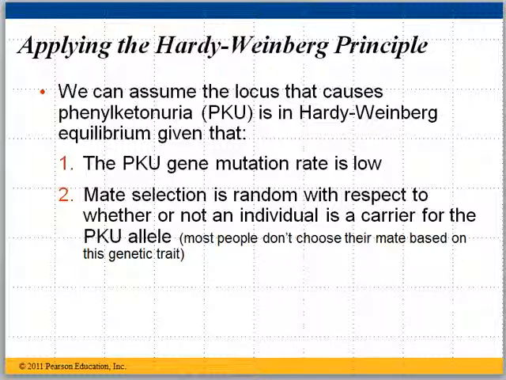Mate selection is random with respect to whether or not an individual is a carrier for the PKU allele. This is a trait, a metabolic disorder in humans, and it results from being homozygous for a recessive allele. It occurs in about 1 in every 10,000 babies born in the U.S., and it's not something that will immediately lead to your death, but if left untreated, it can eventually result in mental disabilities and other physical problems.